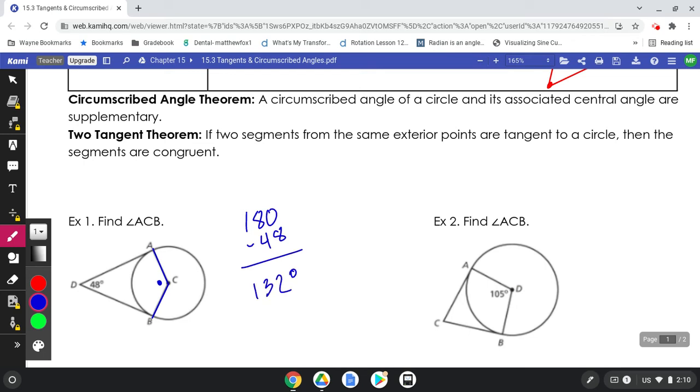Now, if you were wondering what arc AB is, it doesn't ask us to find this, but arc AB will be the same as that central angle. So it would also be 132 degrees.